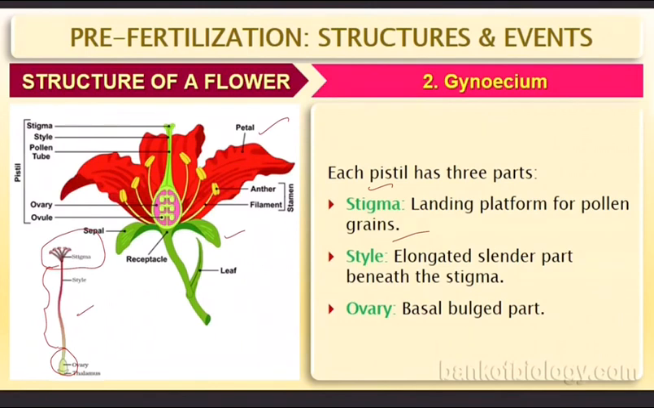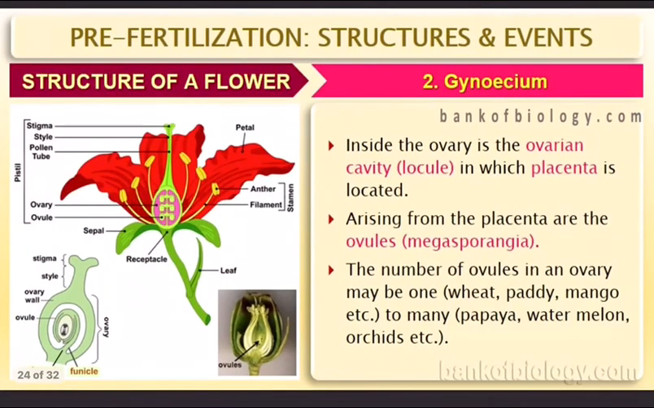So a pistil has a terminal receptive disc-like stigma, a stalk-like style, and a basal swollen ovule-bearing part called the ovary. Inside the ovary is the ovarian cavity with one or more locules and a parenchymatous cushion called the placenta, from which the ovules arise. This is how you remember the gynoecium part of it.